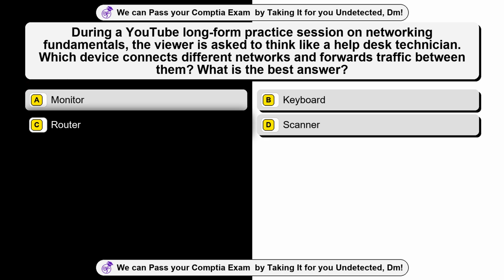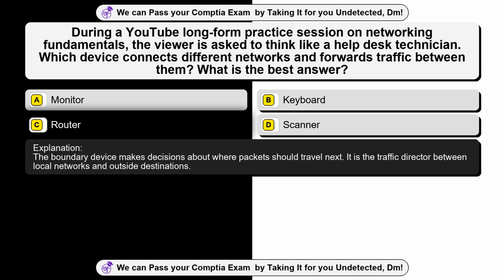The correct answer is option C, router. The boundary device makes decisions about where packets should travel next. It is the traffic director between local networks and outside destinations.